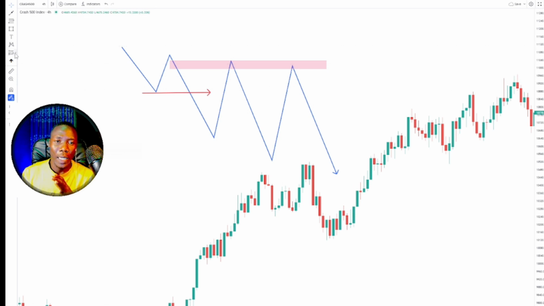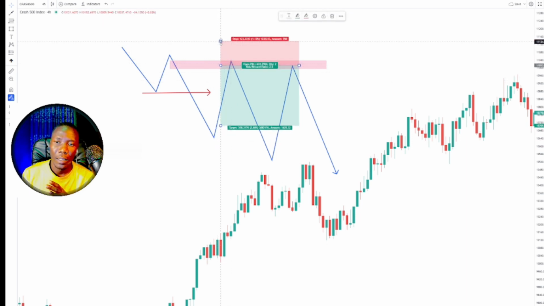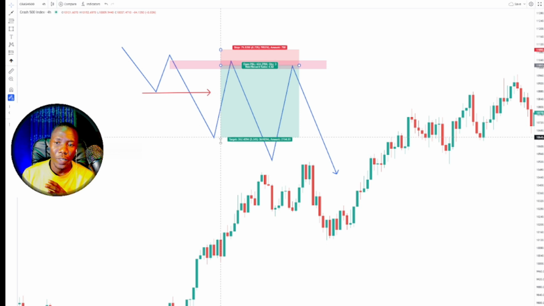This is where you place your stop, and you place your order in the middle of this zone. You get the point. Your stop loss should be very tight. That's what makes it a very good trade strategy. So this is where you target, this very zone here. Is it clear now? I hope it's clear.